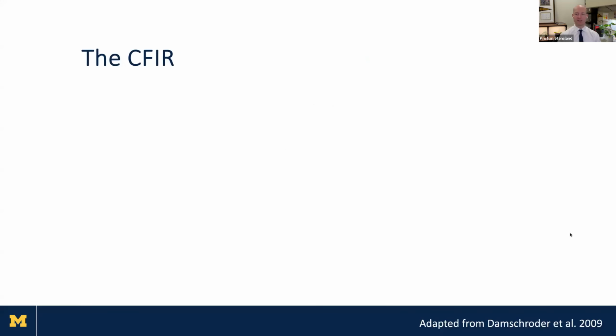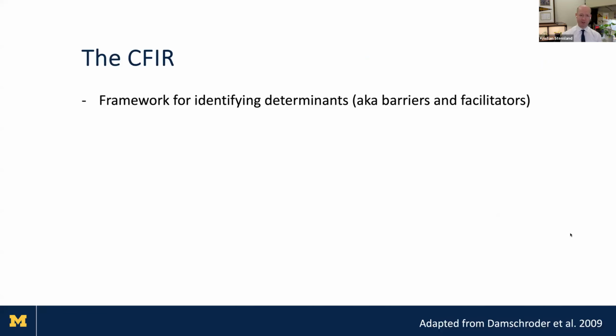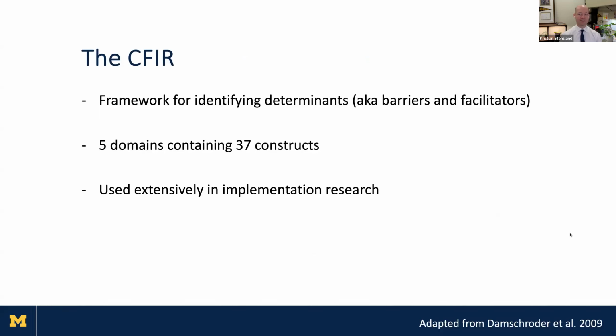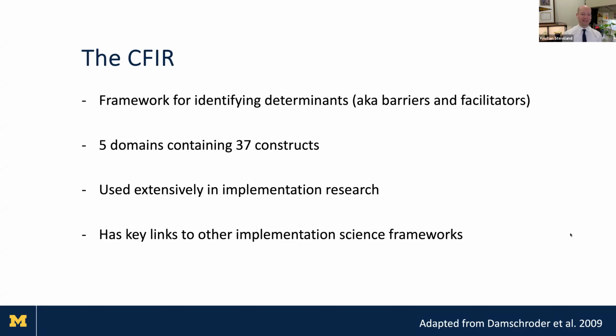But what we have structured is this CFIR, or Consolidated Framework for Implementation Research. Again, this is a framework for identifying determinants, also known as barriers and facilitators, has 5 domains containing 37 constructs, and it's used extensively in implementation research. One of the reasons that we decided to use this for trying to improve or assess the context of clinical trials, to ultimately try to improve them through different strategies, is that it has key links to other implementation science frameworks. So rather than creating an entirely new approach to clinical trial improvement, we're trying to nest a lot of these strategies within existing science so we can link back into the behavior change literature and the implementation science literature.